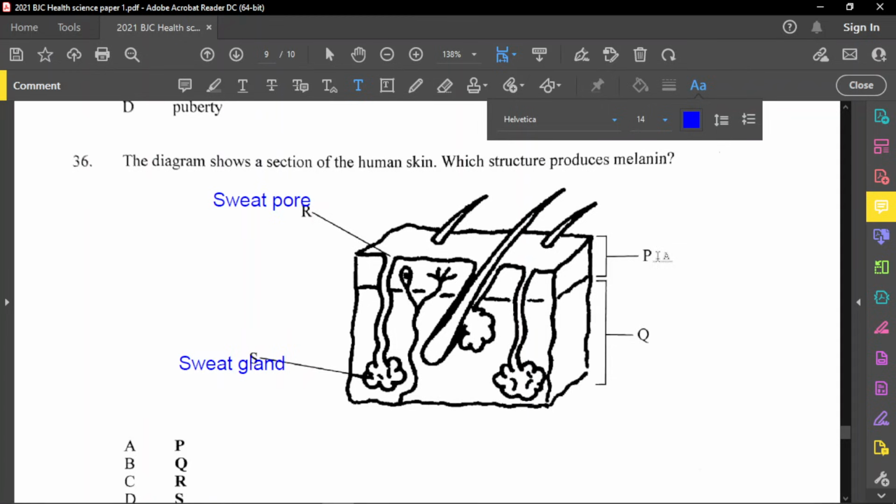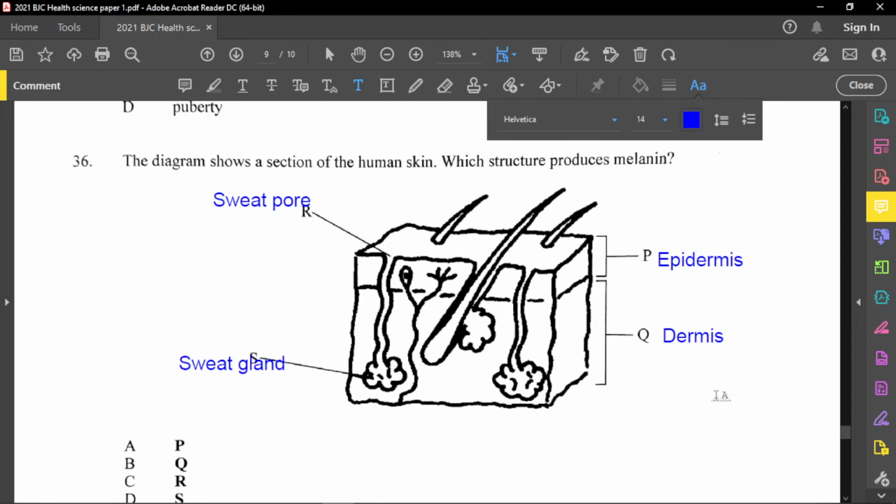On top here, we have our epidermis, and in the epidermis we're going to find the pigment of your skin, and that is actually the answer. And Q is what they call the dermis. That is the innermost layer of the skin that contains most of the structures of the skin.